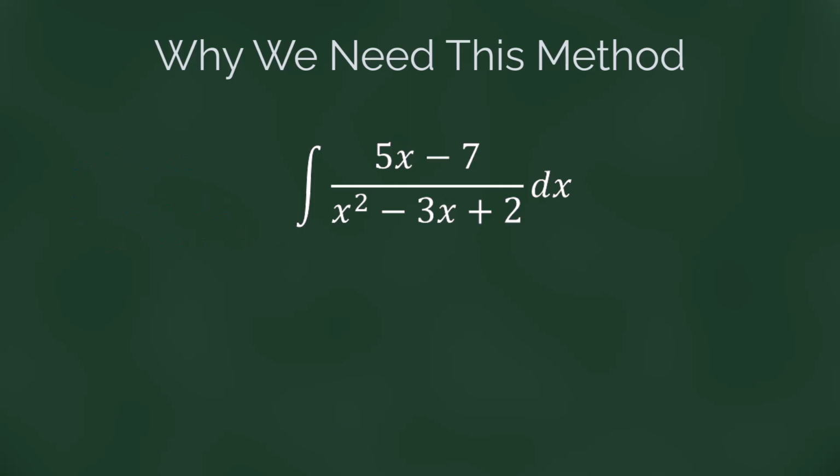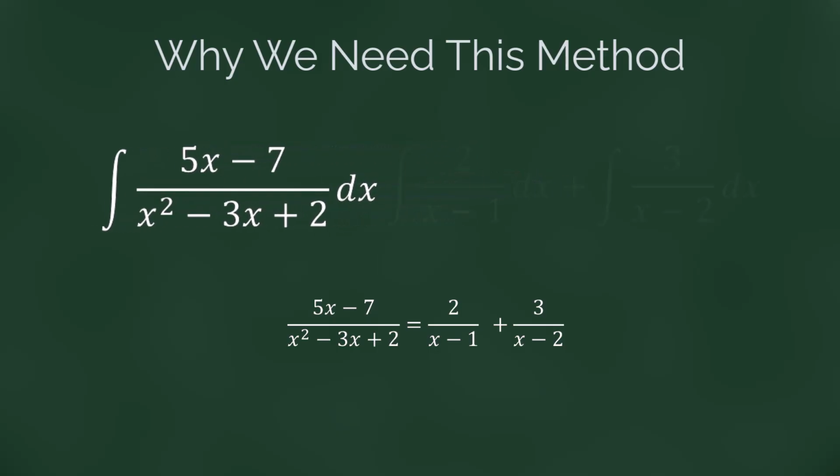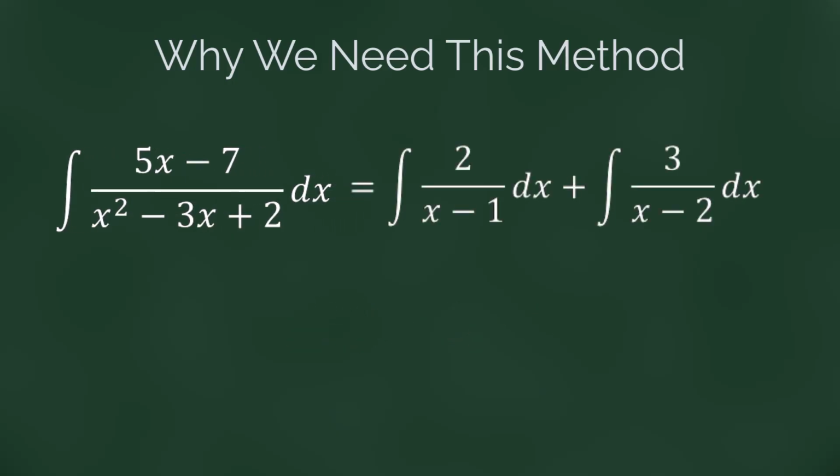We can also notice that none of our familiar patterns for a trigonometric substitution or the pattern required to use integration by parts are going to apply to this integrand. It turns out that with a little algebra, we can show that (5x - 7) over (x² - 3x + 2) is equal to 2 over (x - 1) plus 3 over (x - 2). That means that our original antiderivative is equal to the two antiderivatives we see on the right here, and both of those are solvable with simple techniques we've already learned.